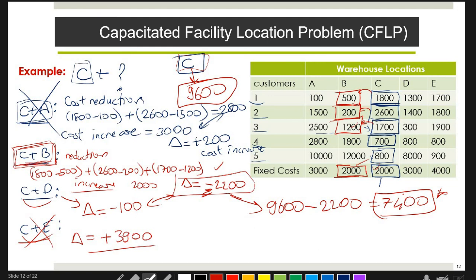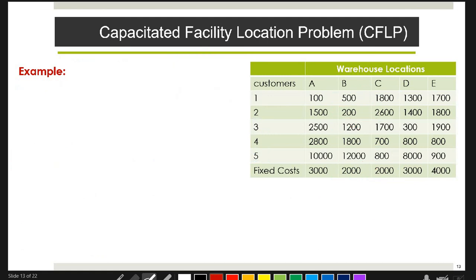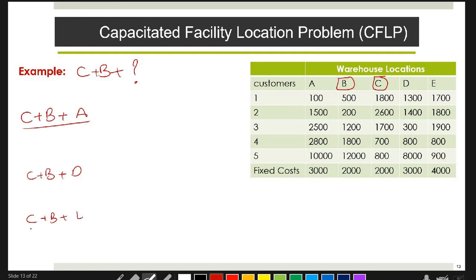But now we decided to open two warehouses, C and B. How do you know that maybe opening a third one can be better? So we already say that C and B is opened, but will there be a third alternative? Now I am going to evaluate those alternatives. C, B and A can be one decision. C, B and D can be another one, and C, B and E can be the third alternative. Look, I am never changing C and B. It is fixed now. I am only trying to add one more besides them.